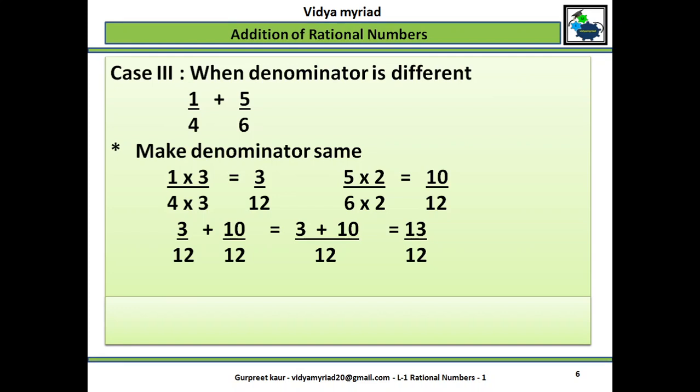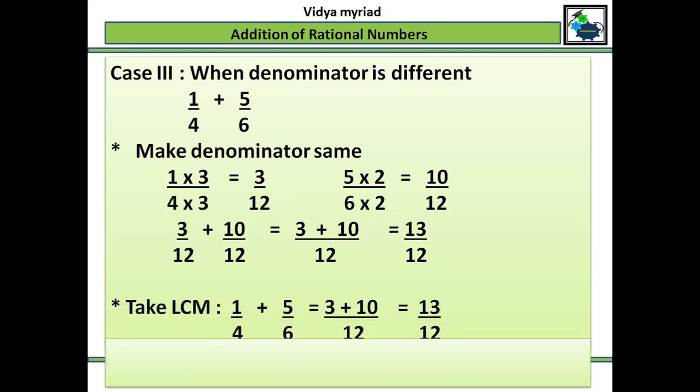So I cannot leave the denominator alone. I have to multiply the numerator also. So multiply by 3 in the numerator, multiply by 3 in the denominator, I get 3 upon 12. In the second case, 5 upon 6, I need denominator 12, so it will be multiplied by 2. I will get 10 upon 12. Now 3 upon 12 plus 10 upon 12, I have the same denominator. My answer comes to 13 upon 12.